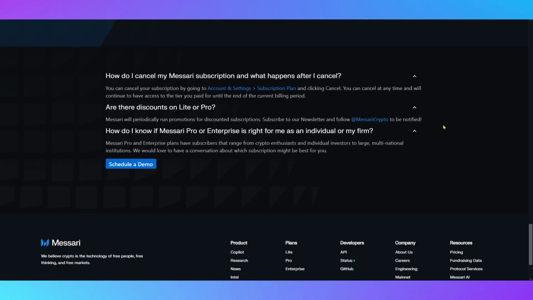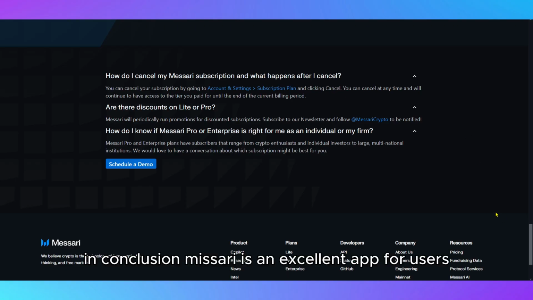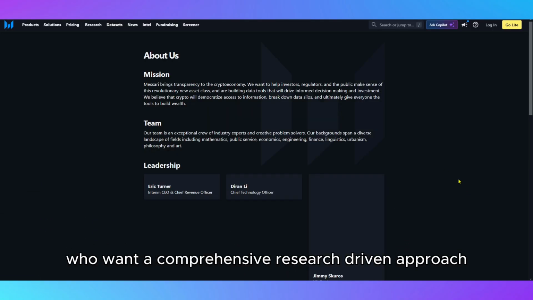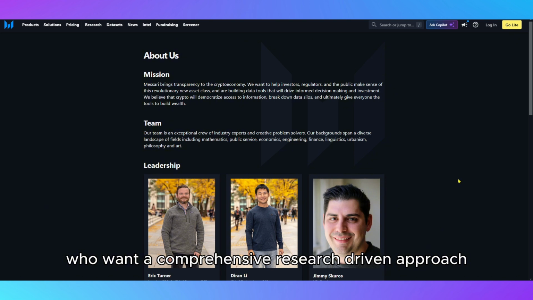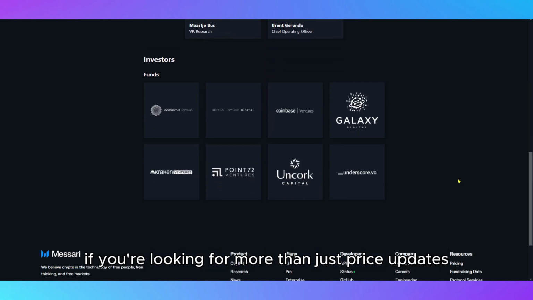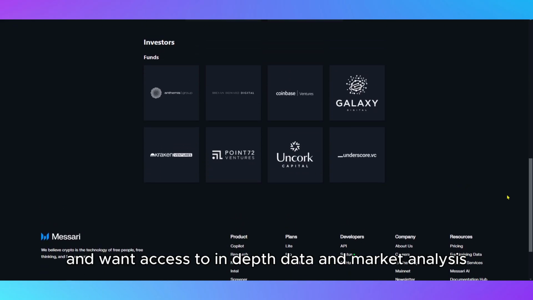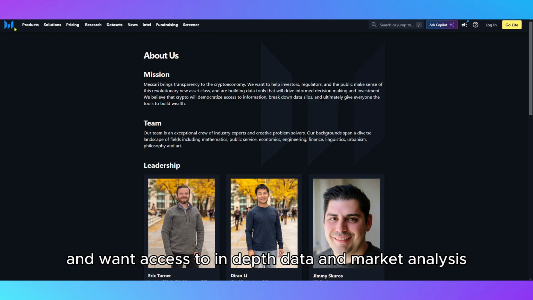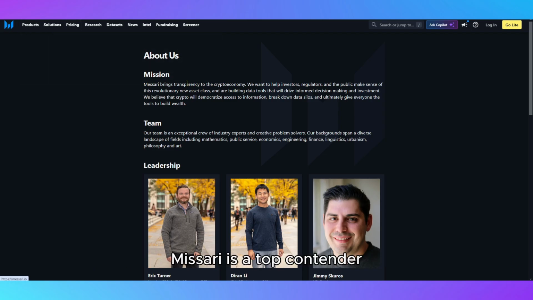In conclusion, Messari is an excellent app for users who want a comprehensive, research-driven approach to tracking their crypto investments. If you're looking for more than just price updates and want access to in-depth data and market analysis, Messari is a top contender.